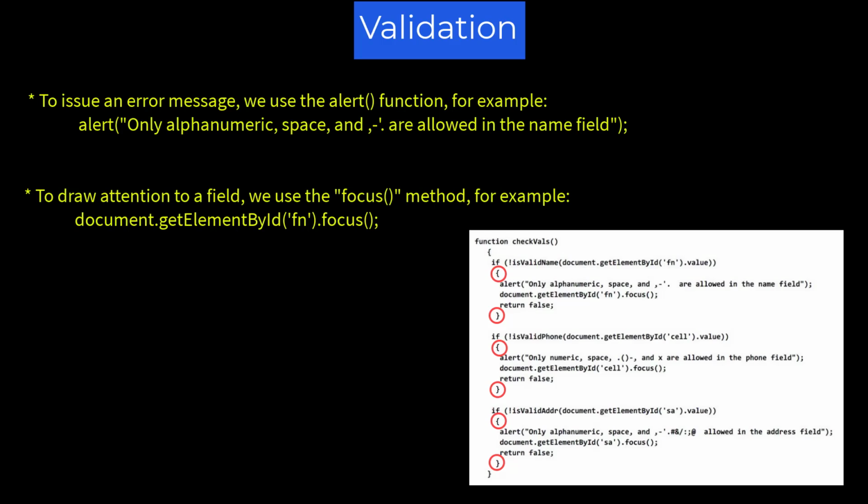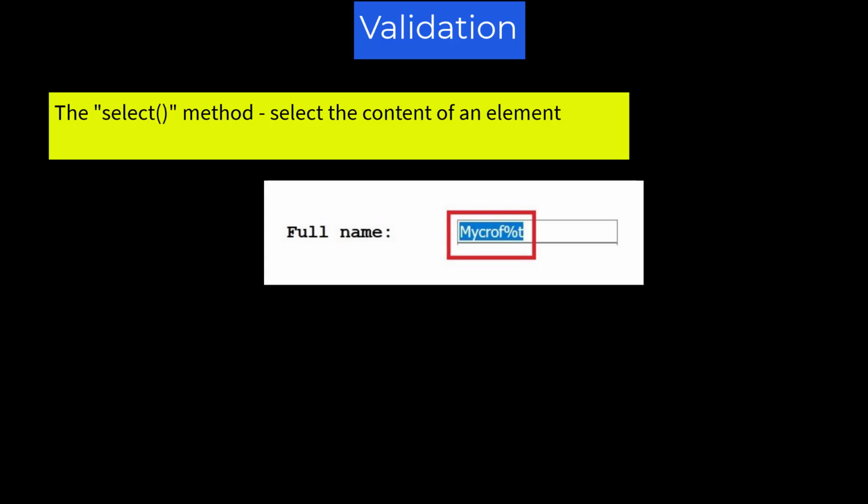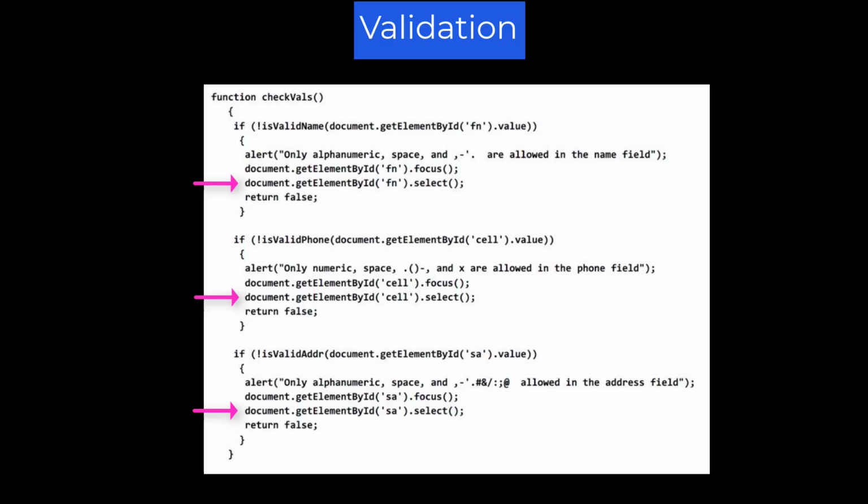There's one other method for input elements that might be useful, the select method. This method selects the complete content of a field. If the user begins typing, the selected data is deleted and the new data is entered. If instead the user uses the mouse or arrow keys to change location, the selected data remains. The selection is usually indicated by highlighting the whole field, like this. So the combination of moving the focus and selecting the content prepares the user for correcting any error in the input field. So now we've added the select method in each of our if statements.